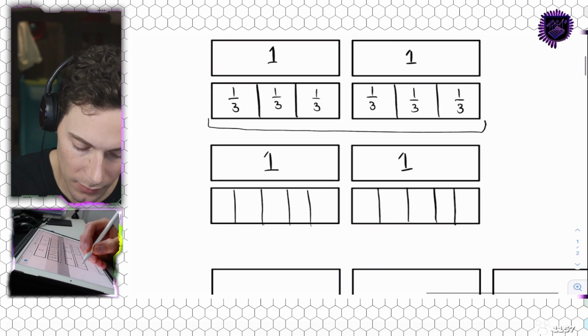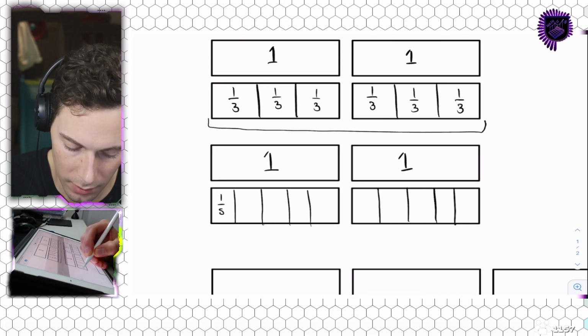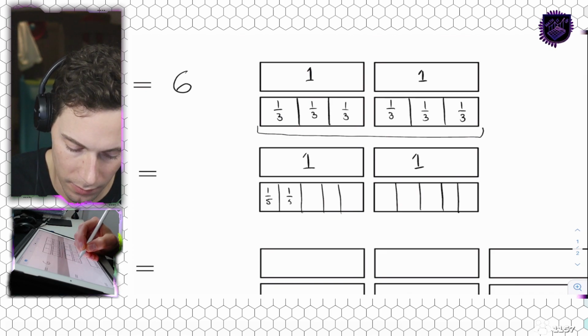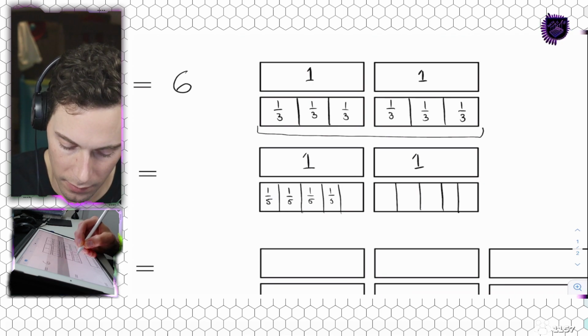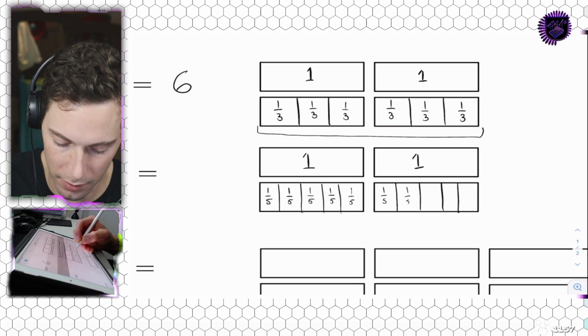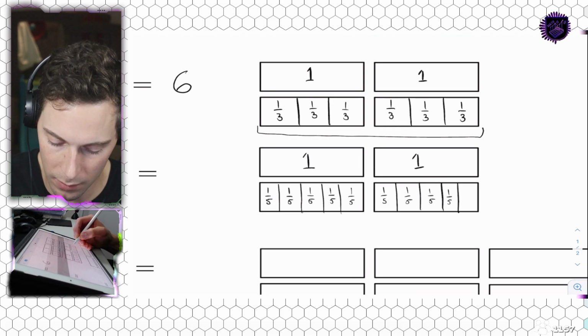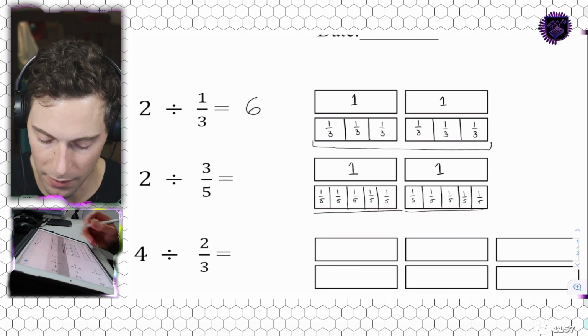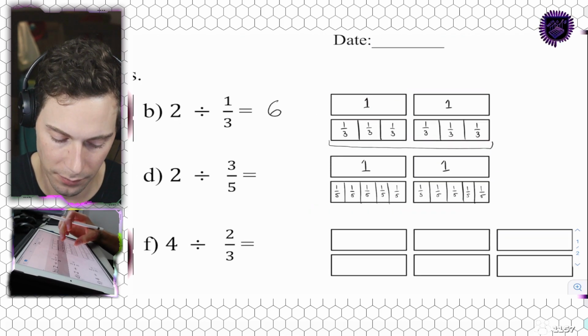Now, each one of these represents, again, 1/5. 1/5, 1/5, 1/5. Oh my gosh, this is taking forever. But it's important because we're representing it visually. Okay, so there are all my 5ths. I have 10/5, right? 5 here, 5 here, 10/5.